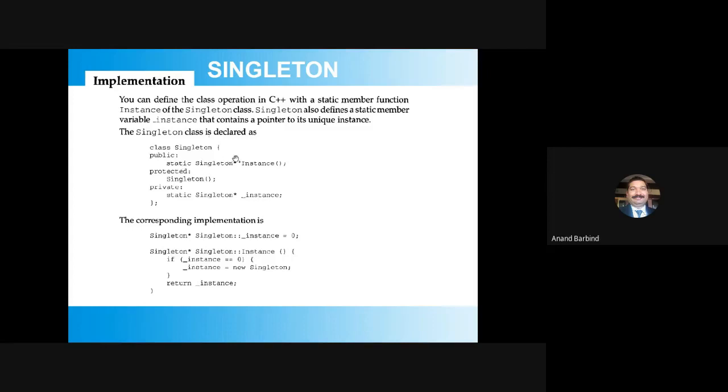That means this particular instance operation can be called without creating any object of the singleton class, and what it returns is the reference of the singleton type. This is how it is written here. In Java, you need to make a little variation to return the reference of that particular class. You need not write star in case of Java. By default, it will be the reference. This is the C++ implementation.